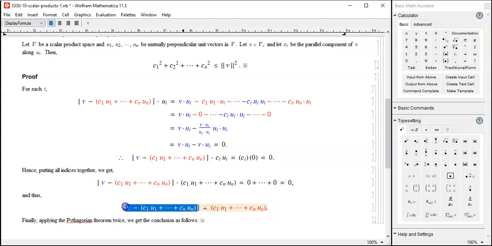The orthogonal component vector, this, and this parallel component vector, those are orthogonal to each other. As a matter of fact, that's why it's called the orthogonal component vector, because of this orthogonality.